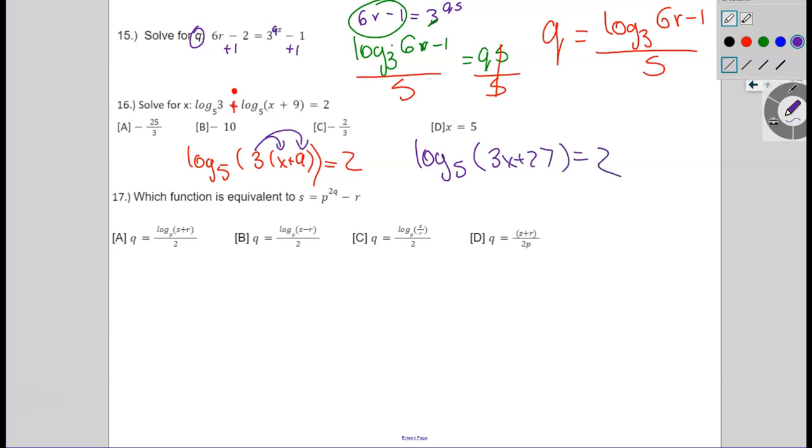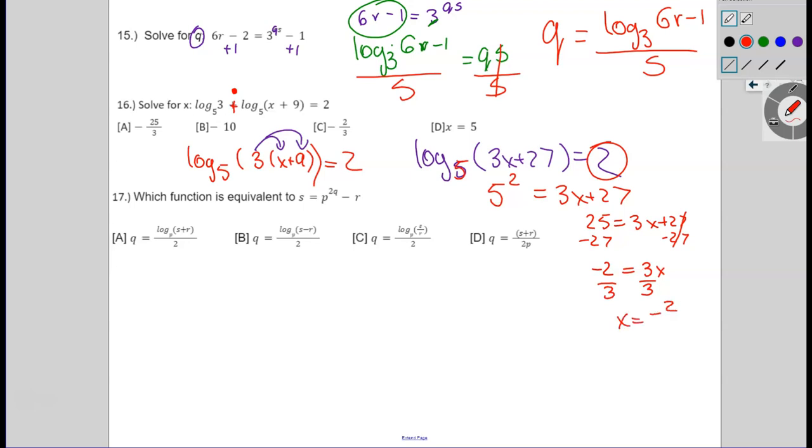Now, of course, to undo the log, I'm going to turn it into an exponential. So my base is 5. 5 will be raised to a second power will equal 3x plus 27. So 5 raised to a second power is 25 equals 3x plus 27. I'm going to subtract 27, subtract 27. That's going to give me negative 2 on this side will equal 3x. Divide by 3, divide by 3. X will equal negative 2 over 3. So that's your answer, C.